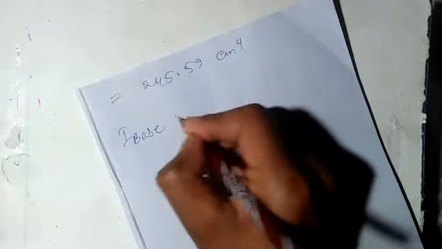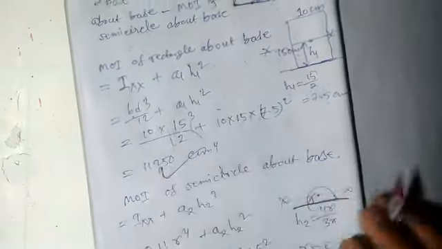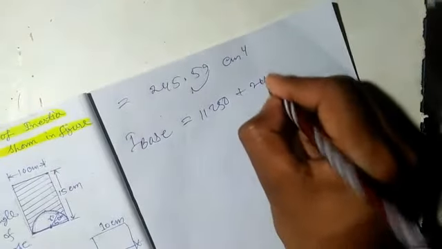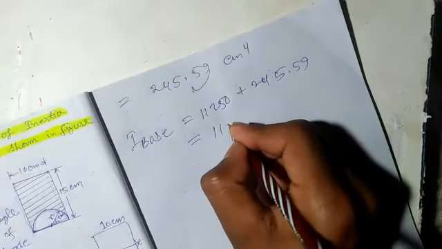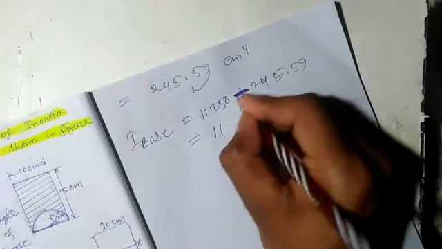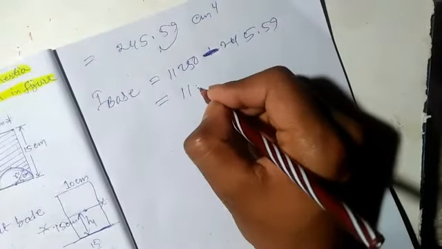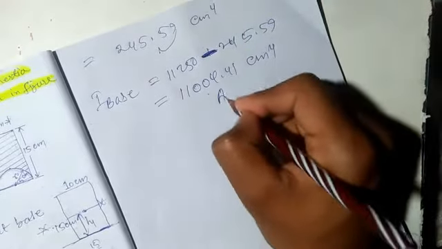So I base will be equal to the sum of this value and this value, that is 11250 plus 245.59, sorry, here it will be minus, as here we write minus. So this value will come 11,004.41 cm to the power 4. This is our final answer.